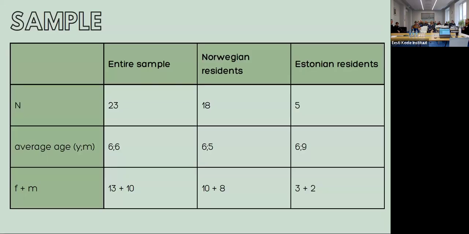And my sample so far consists of 23 children, and most of them are a part of this diaspora community in Norway, but I do have some children that live in Estonia, so I brought them out separately here because their language profiles look quite different because of this difference. My sample is between 5 and 7 years of age, and the average age is exactly in the middle, 6 years and 6 months. And I have roughly balanced numbers of boys and girls.